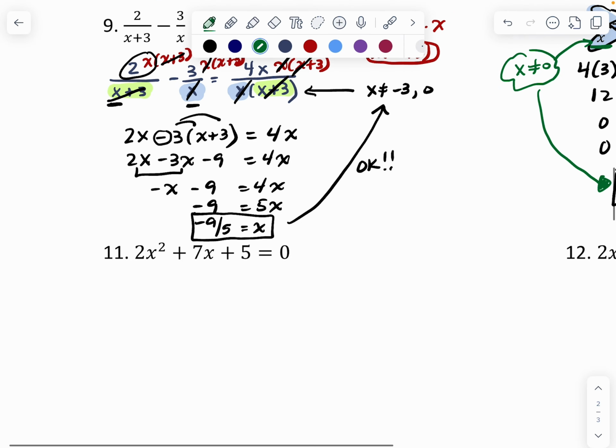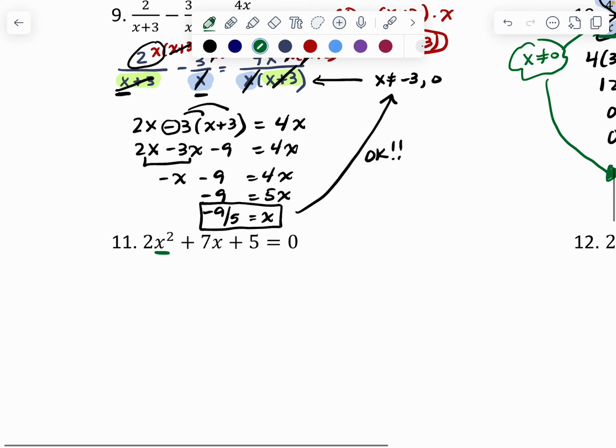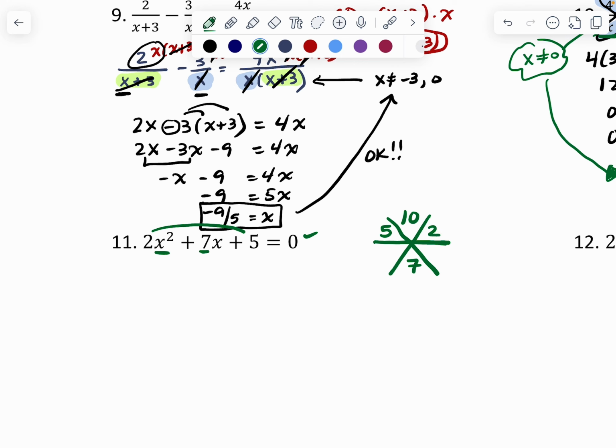All right, number 11. Okay, let's see if we can factor this guy. Okay, remember it's an x squared. It's already equal to 0. That's lovely. Okay, let's see if it factors. So looking at this, it's going to be a big star. So I want 2 times 5, that's 10. And then the middle number is 7. Ooh, I like that. What two numbers multiply to give us 10 and add to give us 7? I believe that is 5 and a 2.